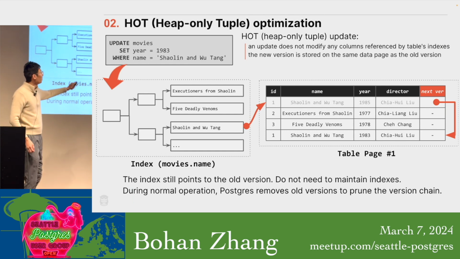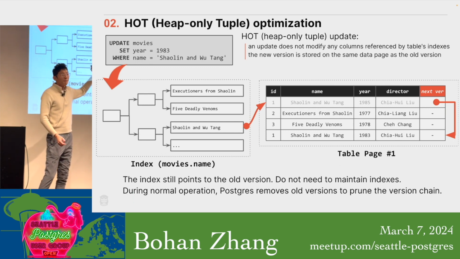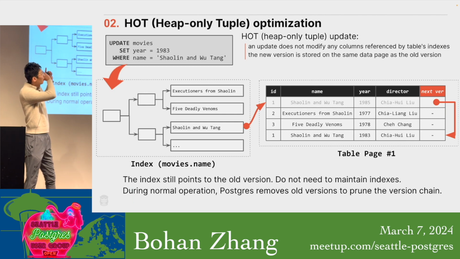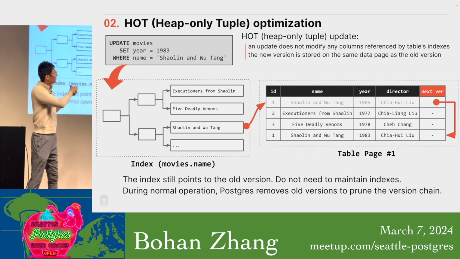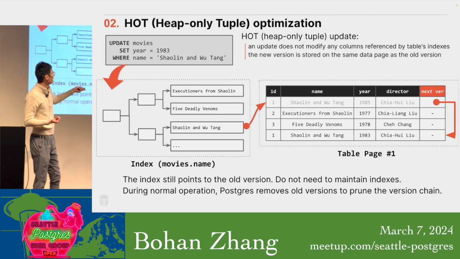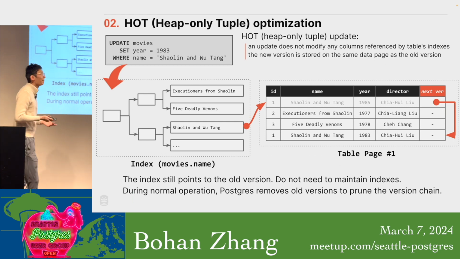For this example, we can see we update the column year, but for this table we don't have an index referencing the year column. So the column is not referenced by any table index, and the old version and the new version are stored on the same page, all on table page 1. So this is a HOT update. For a HOT update, we have such optimization.